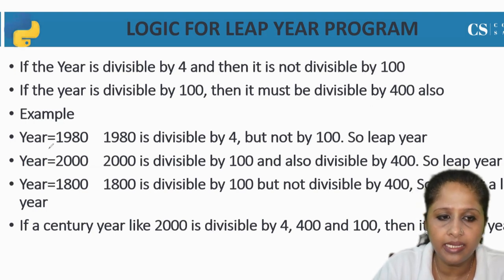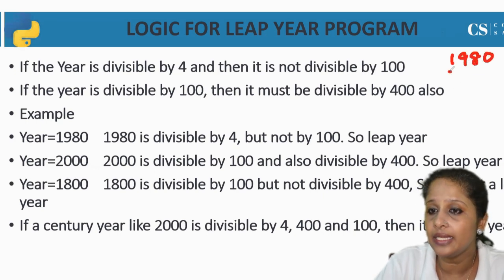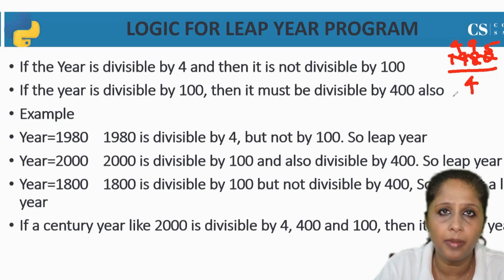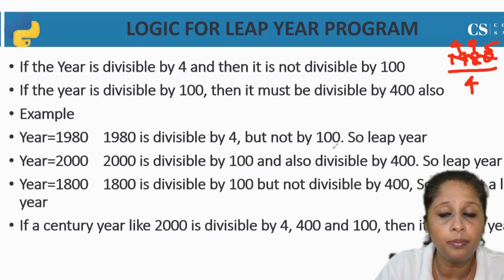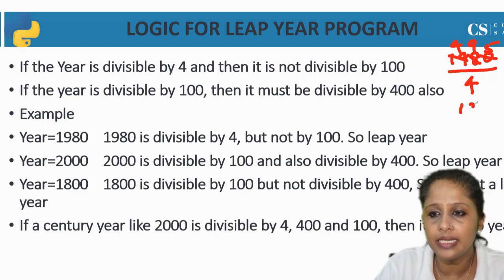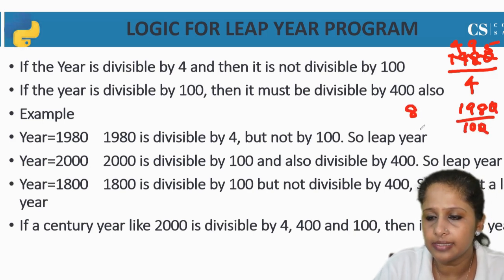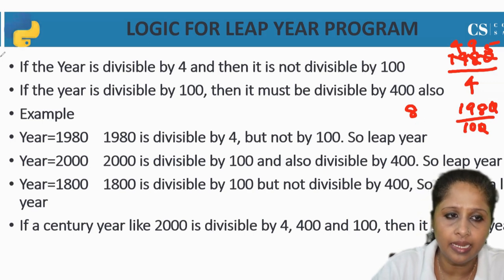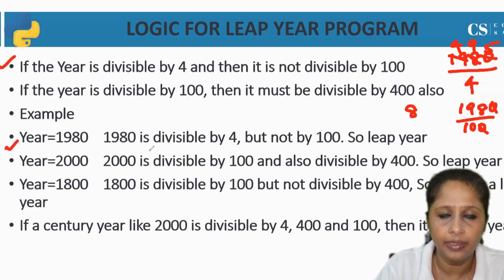Let's see an example. See here, 1980. 1980 is a leap year. That means 1980 is divisible by 4. You can check it. You are getting 495, which means the remainder is 0. So 1980 is divisible by 4, but it should not be divisible by 100. If you divide 1980 by 100, there should be a remainder. You may get the remainder as 80. So it is not completely divisible by 100, so this condition is satisfied. So we can say year 1980 is a leap year.